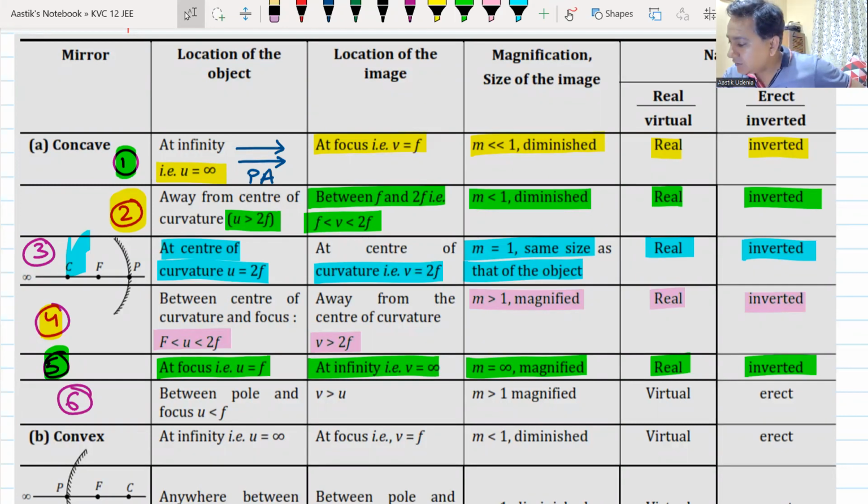Object between pole and focus. And this is a very peculiar case, because something has drastically changed here. What has drastically changed here? Tell me. What has changed in this case?